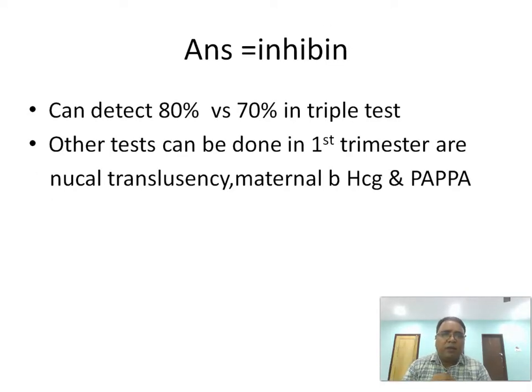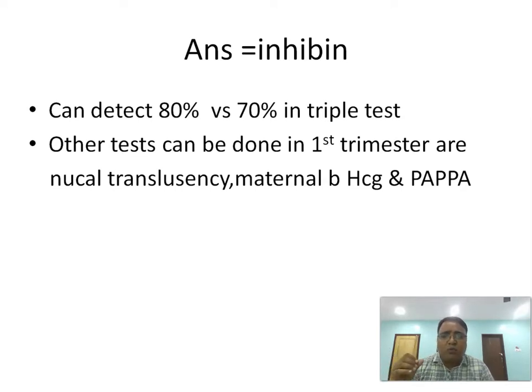Inhibin is extra in the case of the quadruple test. If you are doing the additional test of inhibin, then we can detect 80% of cases of Down syndrome versus 70% in the case of the triple test. If you are doing a triple test, then the chance of getting a Down baby we can suspect in around 70% of cases. But if you are doing a quadruple test, then we can get a suspected Down child in around 80% of cases.